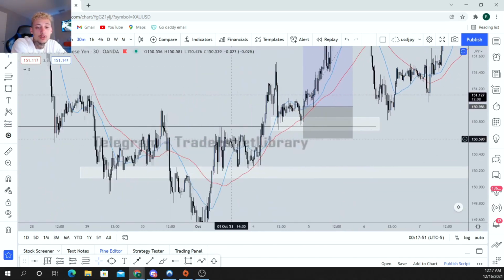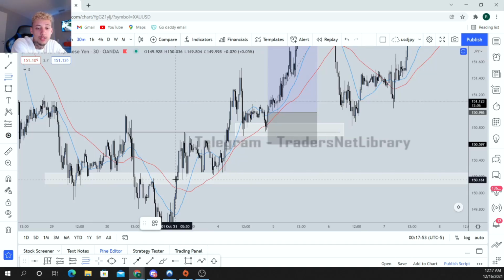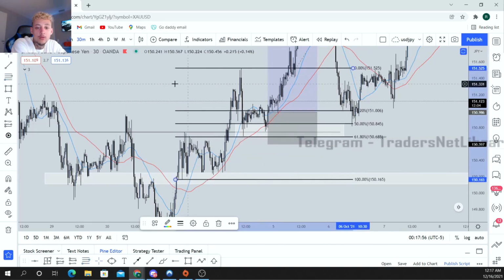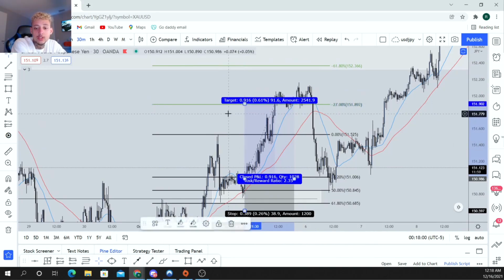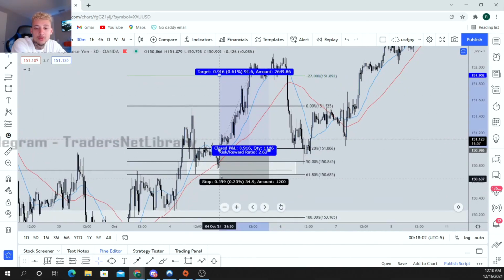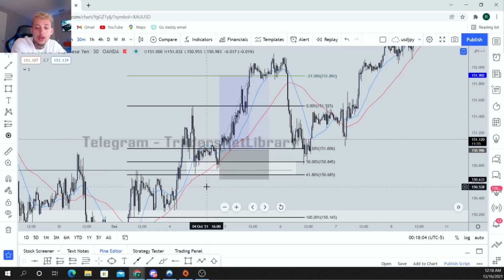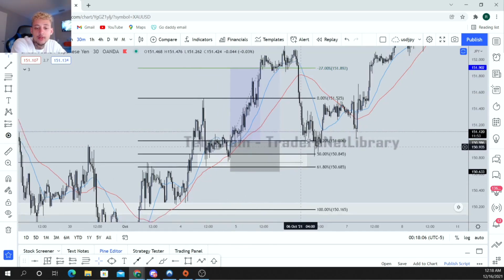Resistance. What you could also do, again, pull your fibs. If you don't have a very clear idea of where you want to target, pull your fibs. Use an extension level, right? Look at this. You're going to get 2.3 times your risk. Even if you lower it just a little bit, which you could, you're going to get roughly 2.5 times your risk.